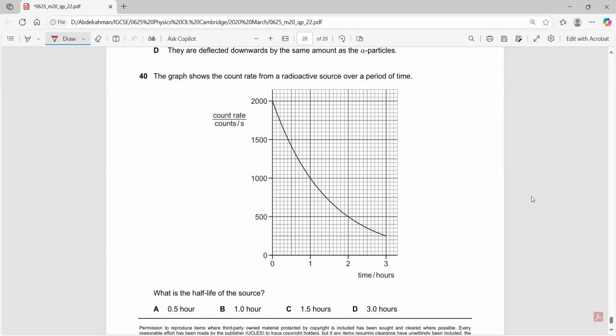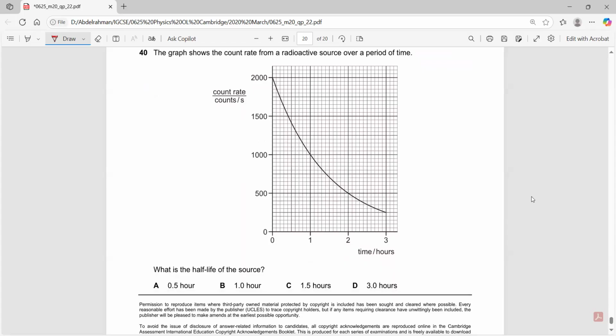The graph shows the count rate from a radioactive source over a period of time. What is the half-life of the source? Starting off with 2000, you divide by 2, 1000. So the half-life would be 1 hour.